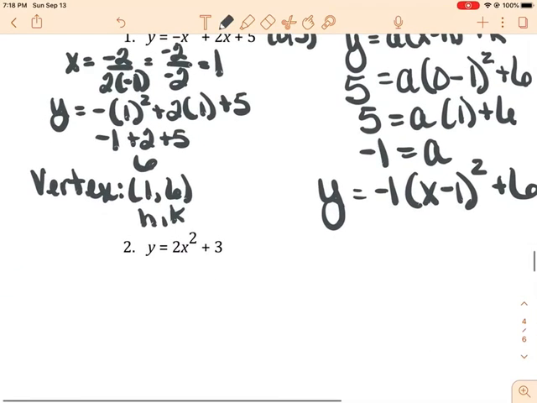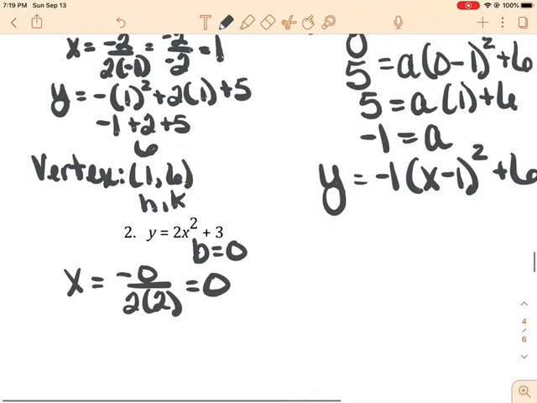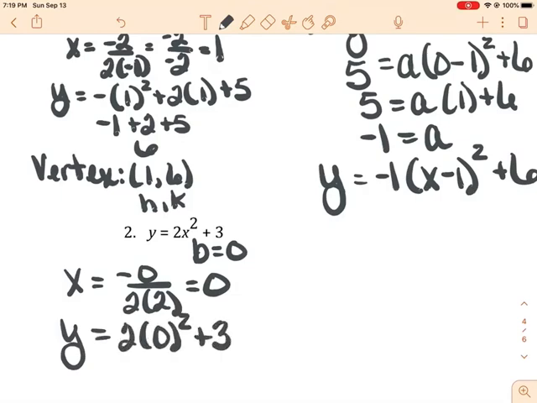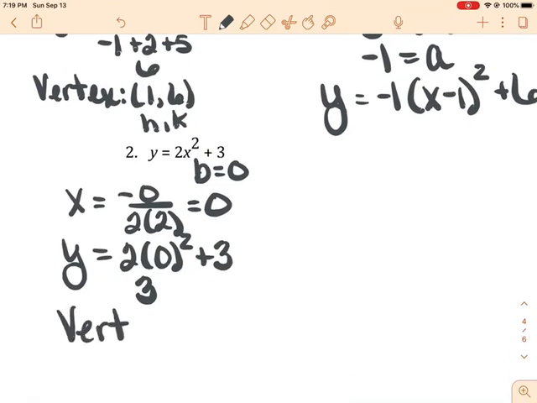All right, so let's find the vertex here. Okay. All right, notice there's no x term. So b here is 0. Okay, in this particular case, b is 0. So when I go to find my vertex, remember 0 in the numerator of any fraction is 0. We're going to put it into our equation. So we just get 3. So that means the vertex is at (0, 3). Here's your H, here's your K.